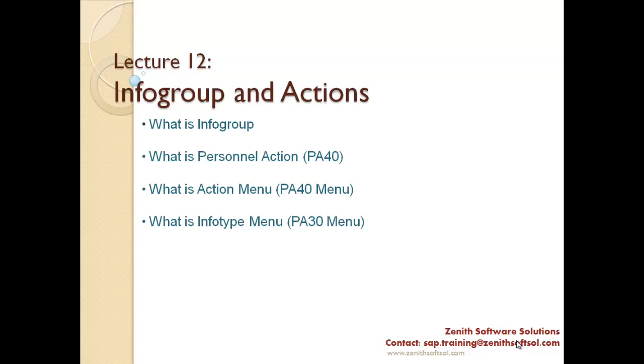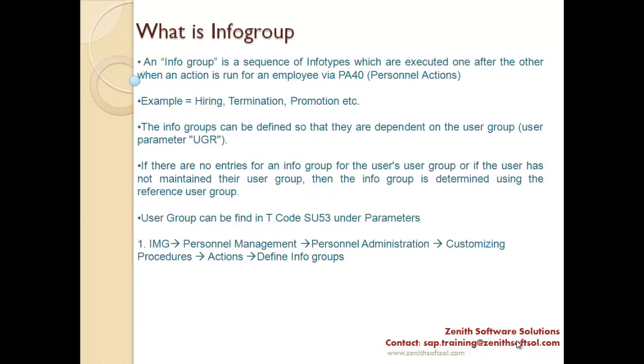So let us go one by one. First, let's understand what is info group. An info group is a sequence of info types, meaning a group of info types, which is called info group. So an info group is a sequence of info types. Sequence means one after the other.